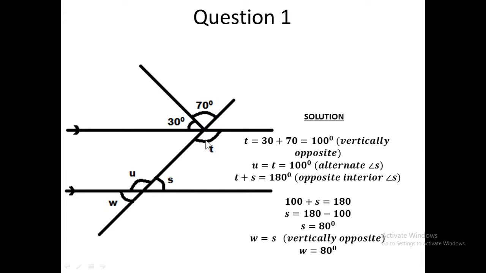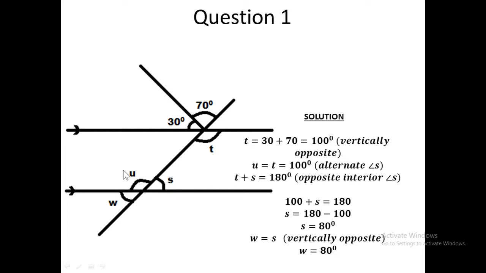Also, there's a relation between angle T and angle U. Angle T and angle U are alternate angles. And alternate angles are equal. If you don't understand that, please go back to the videos I made in the past. You will understand how we can get alternate angles in parallel lines. So angle T and angle U are equal. Now we have that angle U equals T equals 100 degrees. Reason: alternate angles.